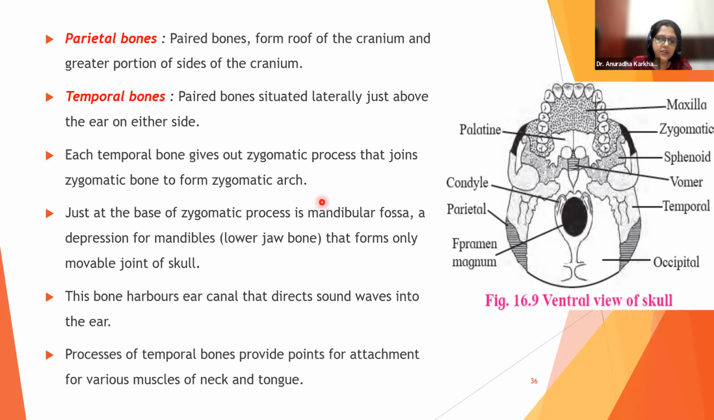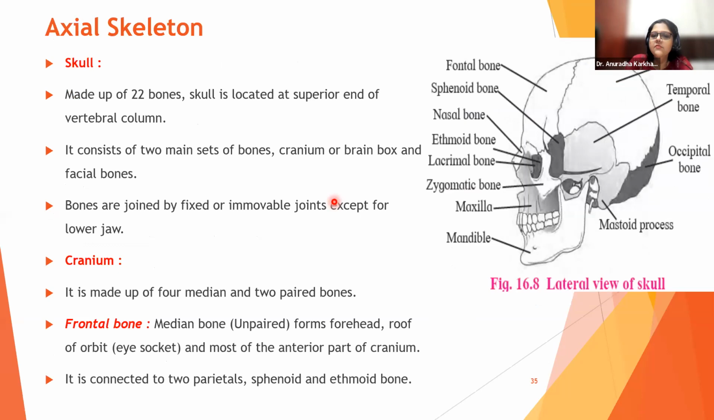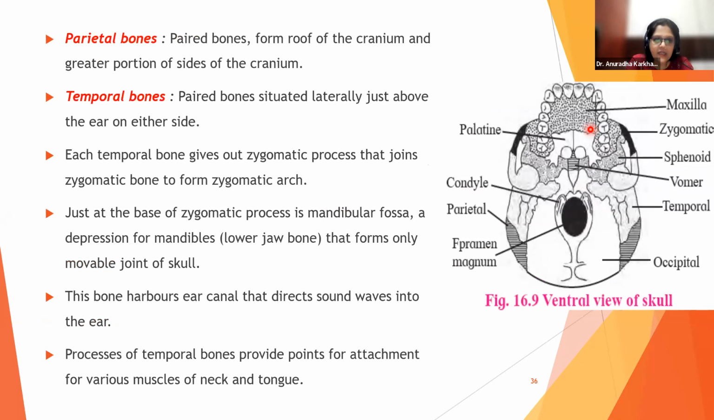So let us see the position of the temporal bones. Look, this is the temporal bone, just above the ear. Okay. Each temporal bone gives out zygomatic processes that join the zygomatic bone to form the zygomatic arch. Now what is this zygomatic, child? Zygomatic are the cheekbones. Okay.